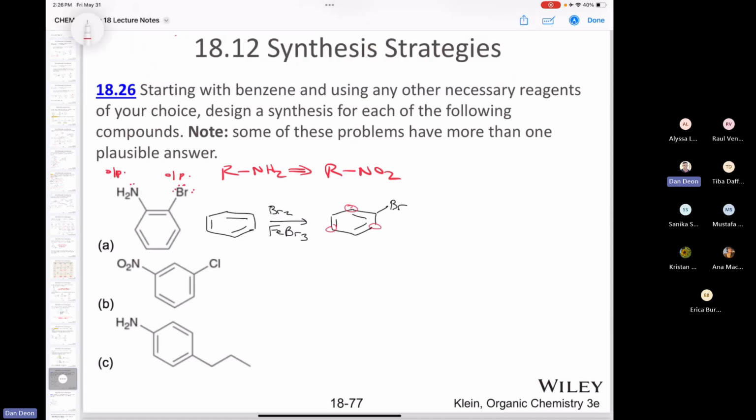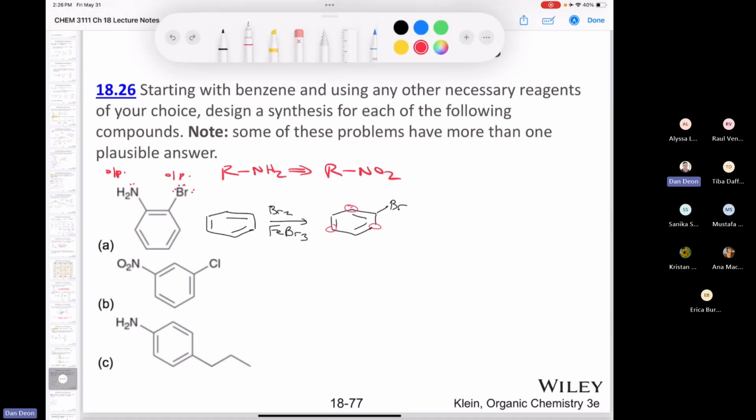But it's mostly going to direct to which position? Well, based off of sterics, it's mostly going to direct to the para position. So in order to get something in the ortho position, what kind of group am I going to have to use? Exactly, a blocking group. Thank you very, very much.